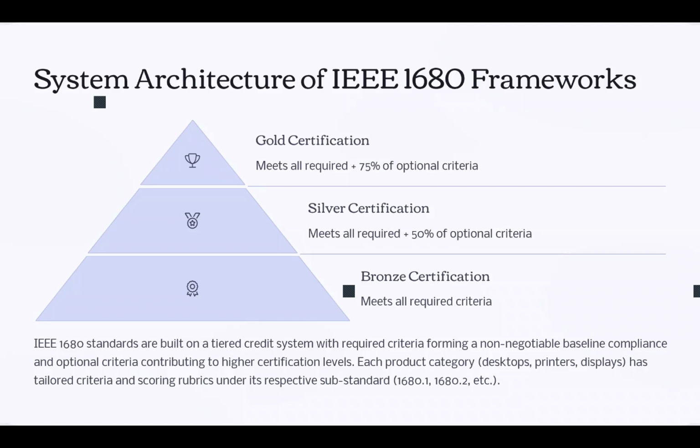So these give them extra points toward a higher rating. Now, the balance between the required and optional is intentional. So it ensures companies don't just excel in one area while ignoring the rest. So each product category, like desktops, laptops, monitors, printers, has a customized scoring system. That way, what counts as a strong sustainability effort depends on the type of product being rated. Okay, this tier system basically encourages progress. Even if a product starts at bronze, manufacturers can aim to gain a silver or gold next time around.